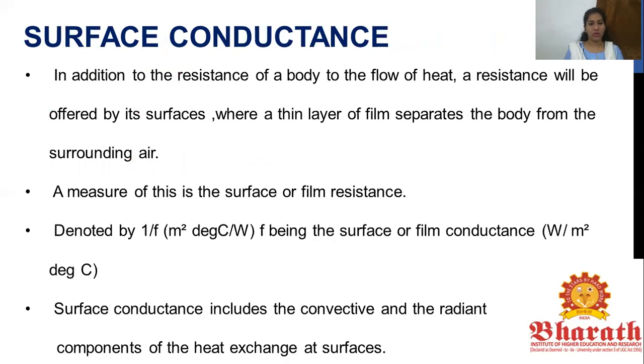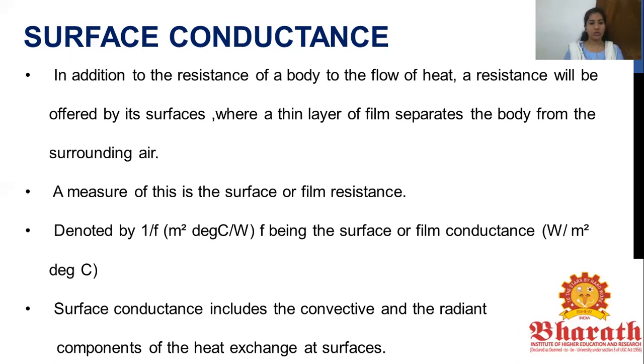So how do we understand conductivity overall? Now you're talking about the surface conductance. Why do you have to understand surface conductance? Because it's talking about the exterior surface, like how on water you have a light film, and we consider that all materials would have such. So in addition to the overall resistance of a body to heat flow, a resistance is usually offered by its surface also, where a thin layer of film separates the body from the surrounding air. The measure of this surface or film resistance is what we are talking about. First, we try to understand and thereby derive the surface conduction factor.